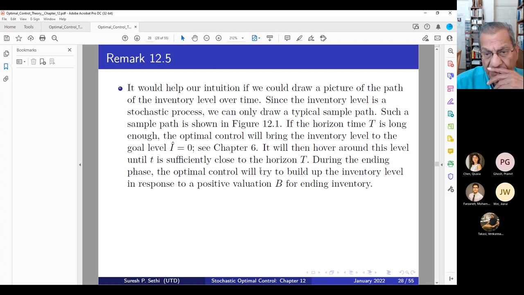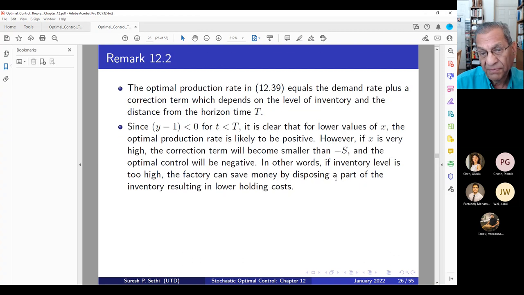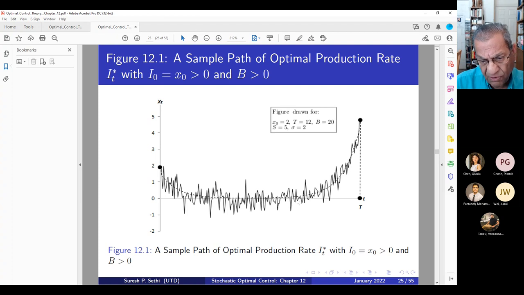We already drew this picture. This is the picture right here. You can sort of see that if the horizon time T is long enough, the optimal control will bring the inventory level to the goal level I hat, which is zero in this case. This is comparison with chapter 6. It will then hover around this level until t is sufficiently close to horizon T. And then at horizon T, because of the ending phase, the optimal control will try to build up the inventory level in response to the positive valuation for B. So that's what's going on in this figure. It hovers around zero, and then it has to build the inventory so that this valuable inventory can be sold. That's just for the purpose of illustration.